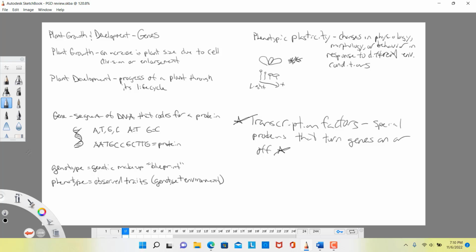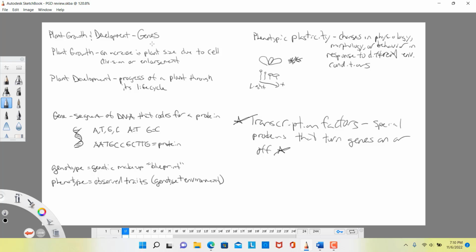So in last lecture, we started talking about plant growth and development. And we said that plant growth is an increase in plant size due to cell division or enlargement, whereas plant development is the progress of a plant through its life cycle, from seed to seedling to young plant to mature plant, etc. We then started by looking at the genetic factors that affect plant growth and development.